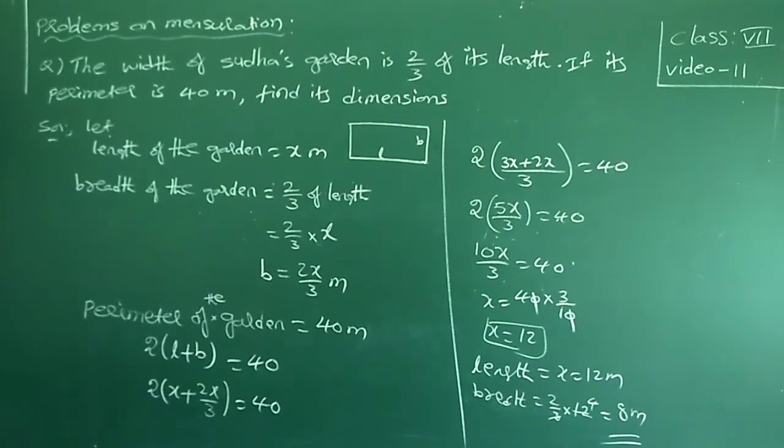In the bracket, if you take LCM, 3x plus 2x by 3 into 2 is equal to 40. The 2 into, in the bracket 3x plus 2x is 5x by 3, is equal to 40. 10x by 3 is equal to 40. X is equal to, if you transpose 10 by 3 to the other side, it becomes 3 by 10. 0 0 cancel, 4 3s are 12. Therefore, length is equal to 12 meters. Breadth is equal to 2 by 3 into 12. 3 1s are 3, 4s are, that is equal to 8 meters breadth. Am I clear?